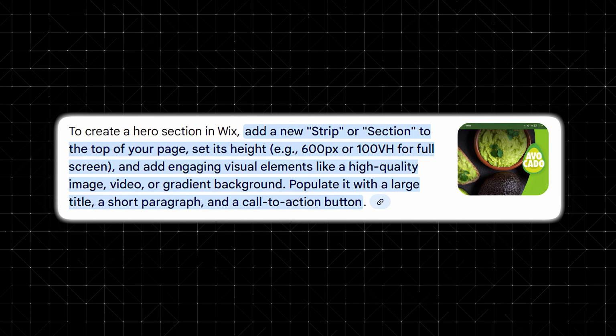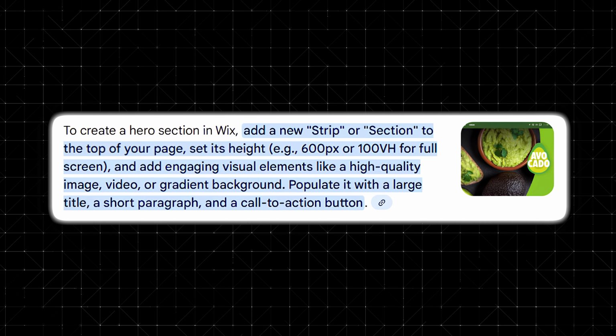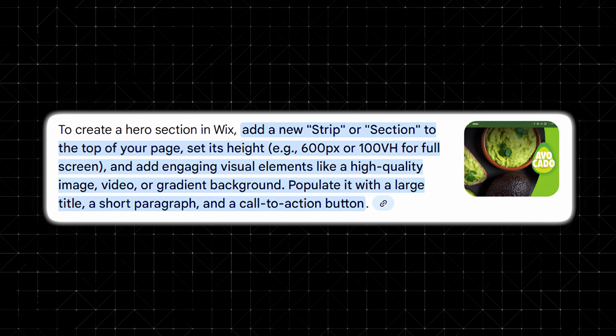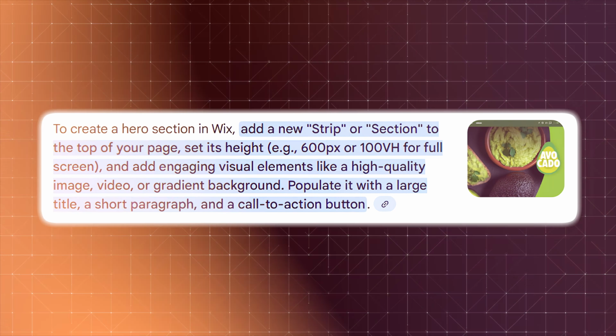Set up the hero section. Create a strip at the top of the page. Add a background image or color. Insert a heading element for your value proposition and a text element for your subheading. Add a button element that links to your desired action.